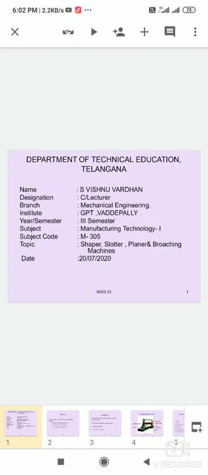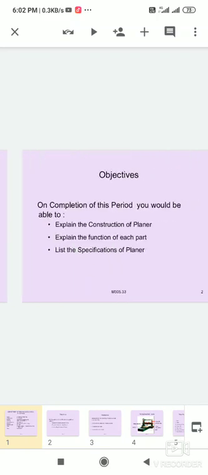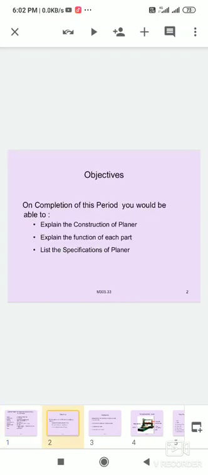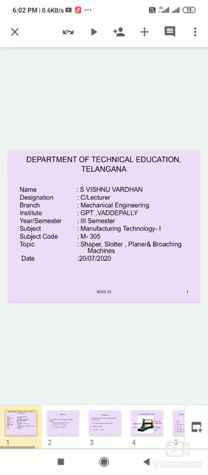Subject code is M305. Today's topic is shaper, slotter, planer, and broaching machine. In this chapter, we are discussing the construction of the planer, explaining the function of each part, and listing the specification of the planer.